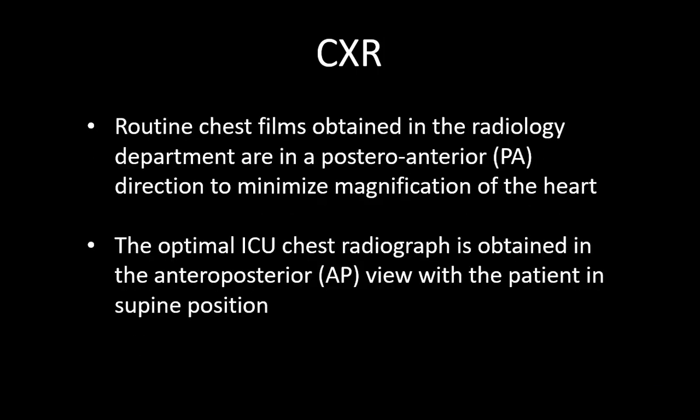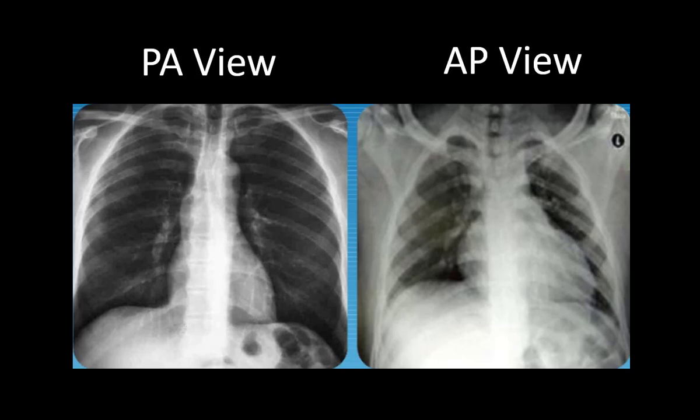The routine chest X-rays which are obtained in the radiology department are in the PA views. But in the ICUs, the optimum view is AP view since our patients are supine. So this is the difference between how PA view looks and how AP view looks. Because of the anterior projection of the X-rays, you see this widening of the superior mediastinum. There is magnification of the heart.